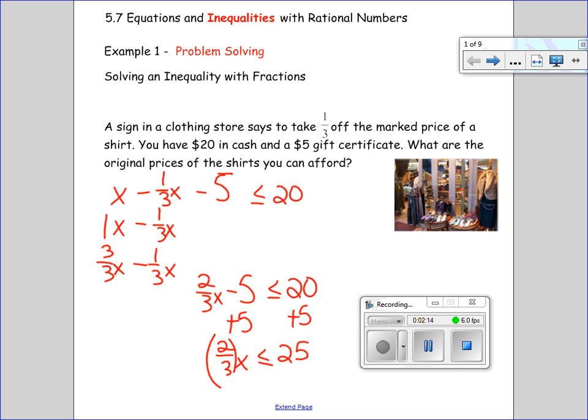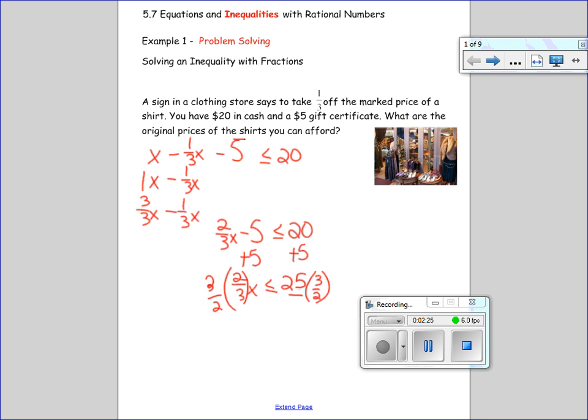And then using our multiplicative inverse rule, we're going to multiply each side by 3/2. x is going to be less than or equal to 75/2. Now, please note that the question is asking what are the original prices of the shirts you can afford. So we're going to need x to be less than or equal to a decimal. So if you take 75 and divide it by 2, you get $37.50.